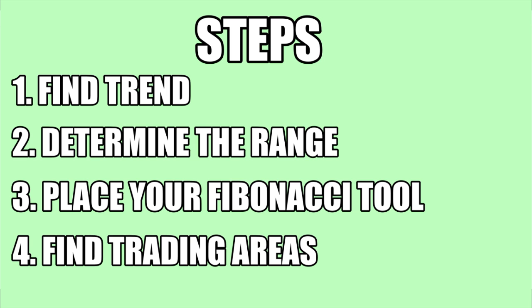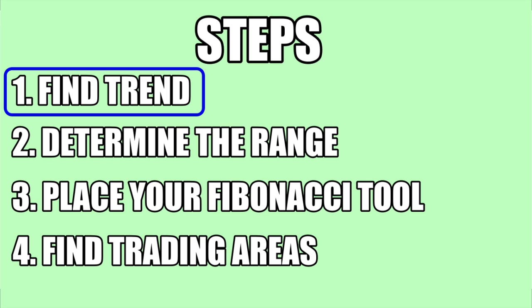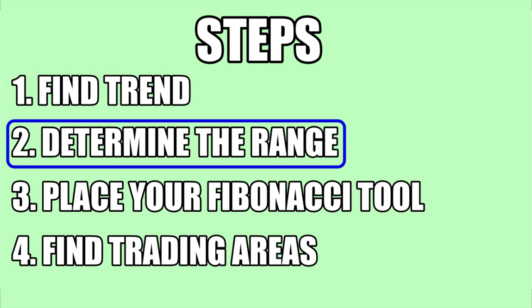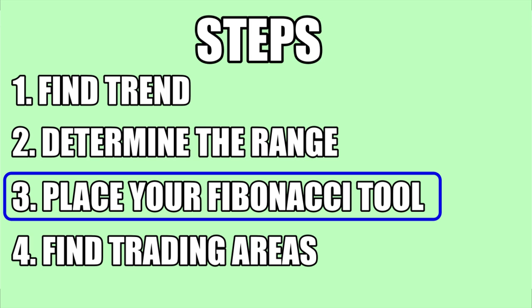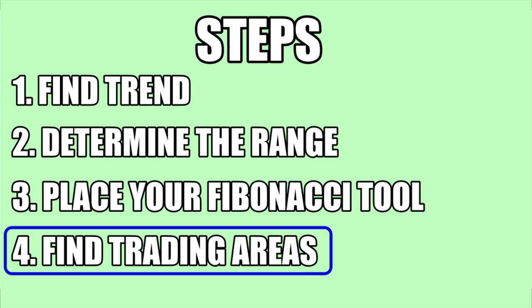Okay, now before we dive into the strategy, I want to give you the steps that you should follow in order to fully carry out the strategy. So the first step is to find the trend. This is one of the most important steps that you should follow when trading in the financial markets. And then the second step is to determine the range that you are focusing on. And the third step is to place your Fibonacci, and then you look for trading areas in your golden zones.